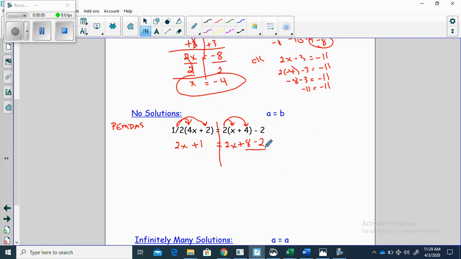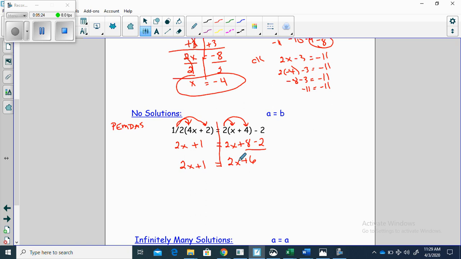The 8 and the -2, neither one has a variable with it. So I can say positive 8 minus 2. 8 minus 2 is 6. That gives me 2x plus 6. Now I've got 2x plus 1 is equal to 2x plus 6.